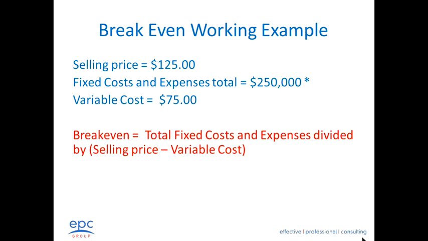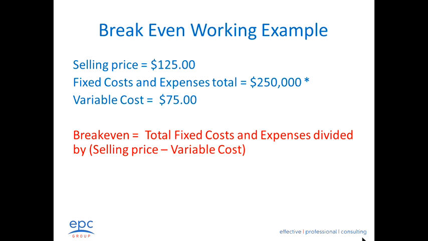So here's a break-even working example. In this example, the selling price is $125,000 again, and in this particular case, the fixed costs and expenses total in this business is $250,000. Now, I put an asterisk beside this because I want you to make sure that you include inside your fixed costs and expenses what you want to be making, because you want to make sure you're recovering and paying yourself. That's first, you want to make sure of that. So that's why I put a little asterisk there.